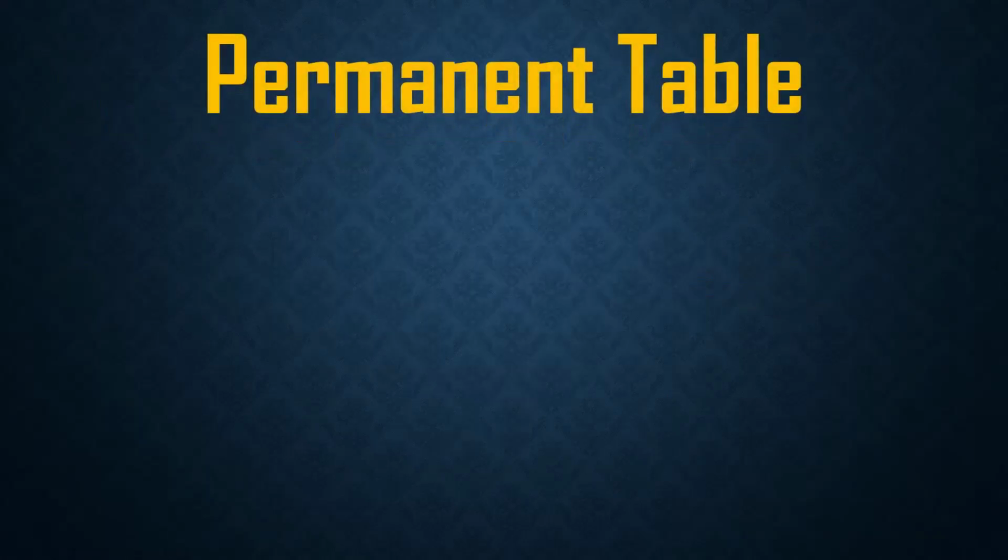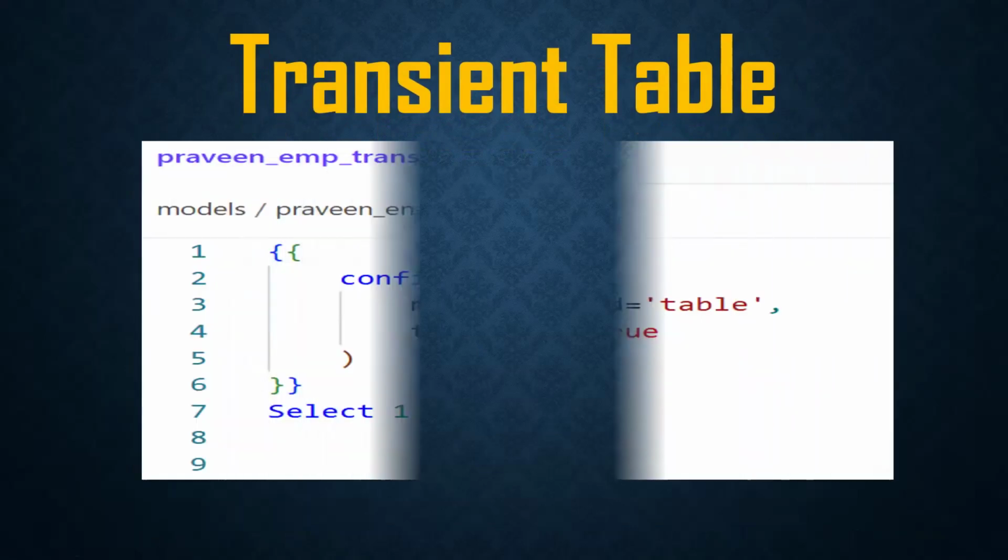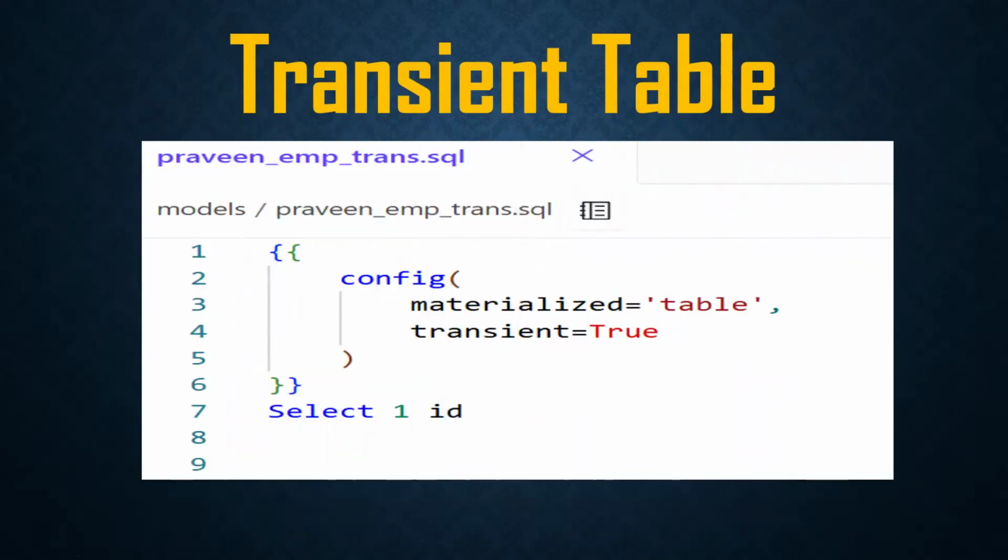Now, by using DBT, I want to create a permanent table in Snowflake. How to create it? By using config, the materialization property: config materialized equal to table, transient equal to false. If I put it like this, the select statement will be created as a permanent table. Now I want to create a transient table. Using the config macro, materialized equal to table, and I should mention transient equal to true. If I put transient equal to true, a transient table will be created.